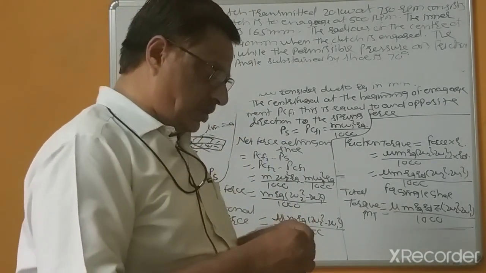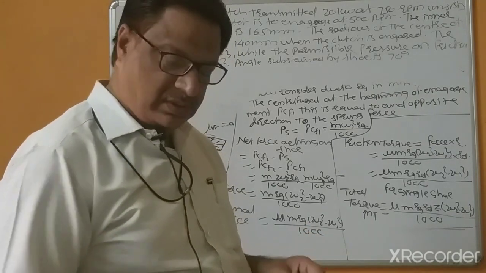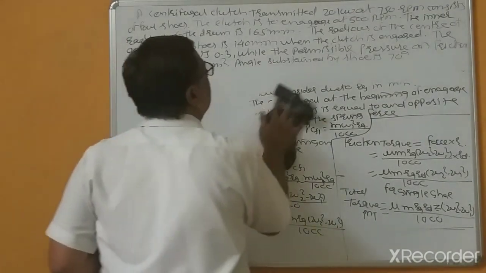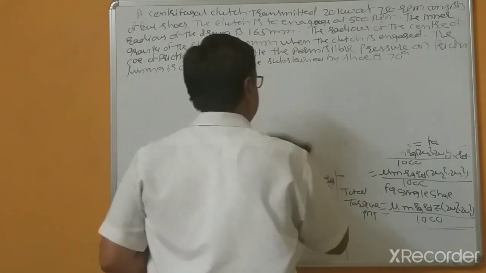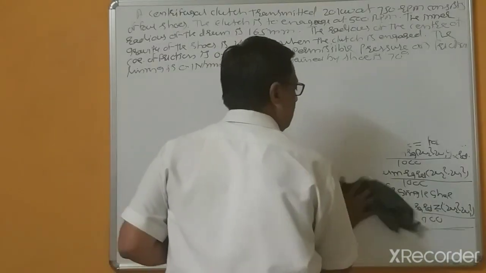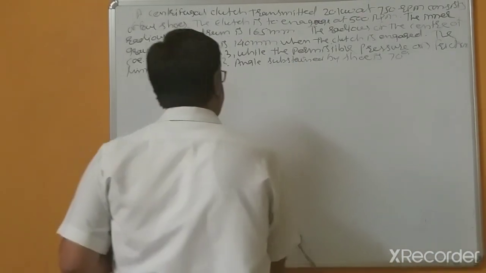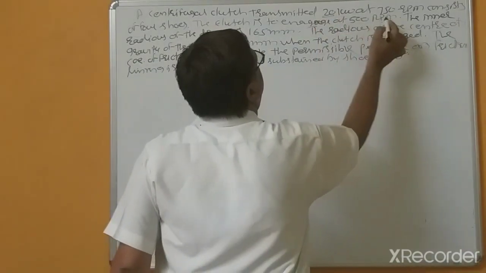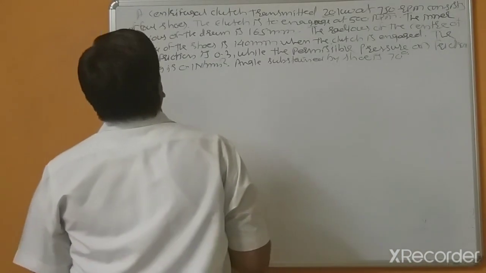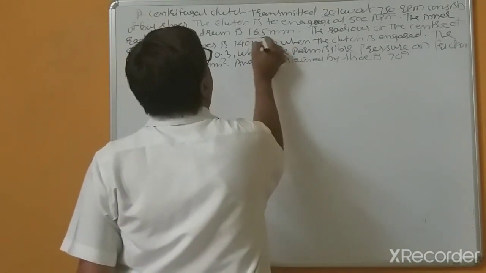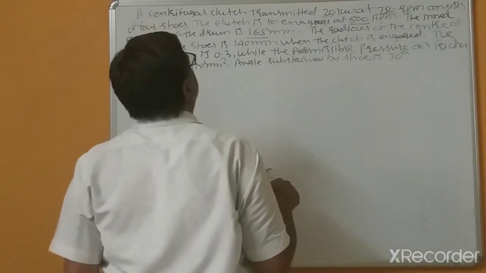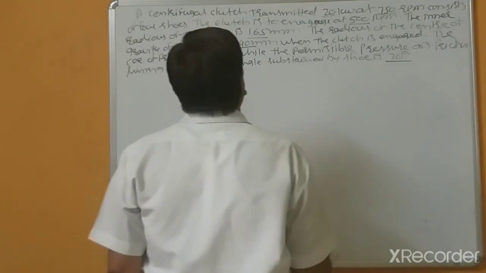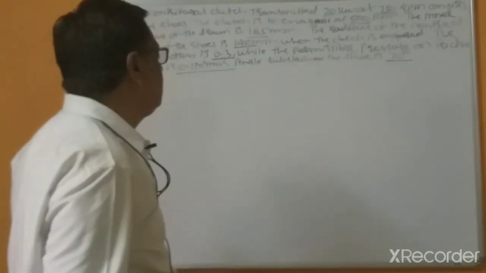So please note down this problem. Important dimensions: this is 520 kilowatt, this is 750 RPM, 165, this is 500 RPM, this is 140, 0.3, this is 70, and this is 0.1. So these are the important dimensions.